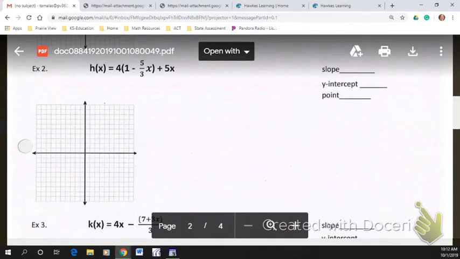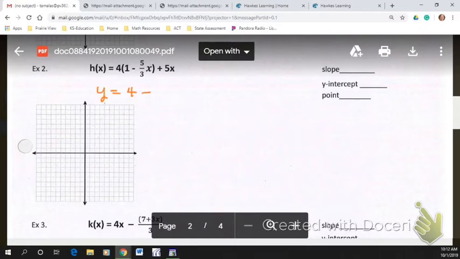All right, example 2 is another linear function. It's just a little more difficult to do the algebra on, but not bad. I would want to distribute my 4, right? So if I distribute my 4, I'm going to use a y instead of an h of x.